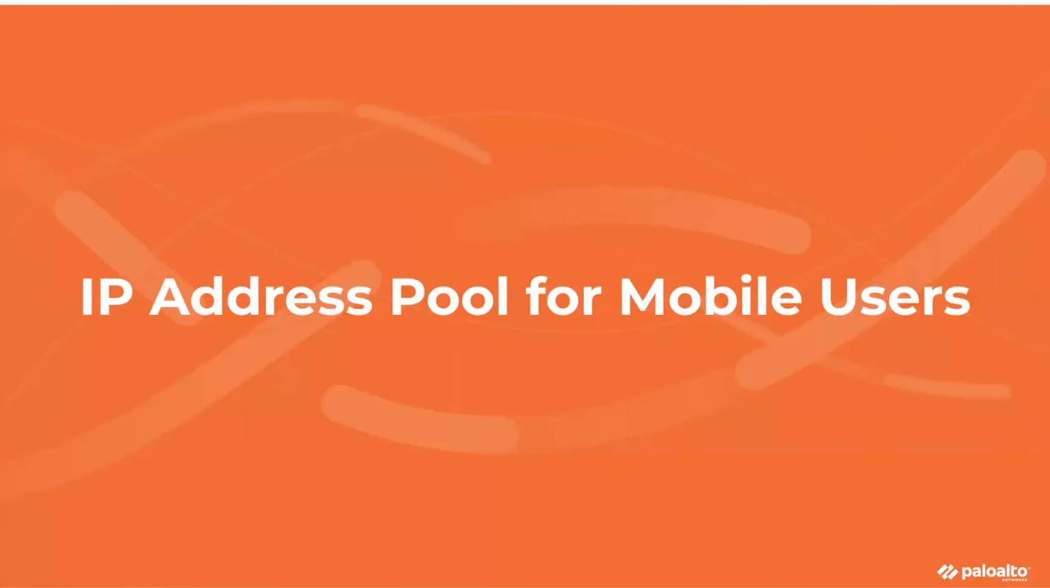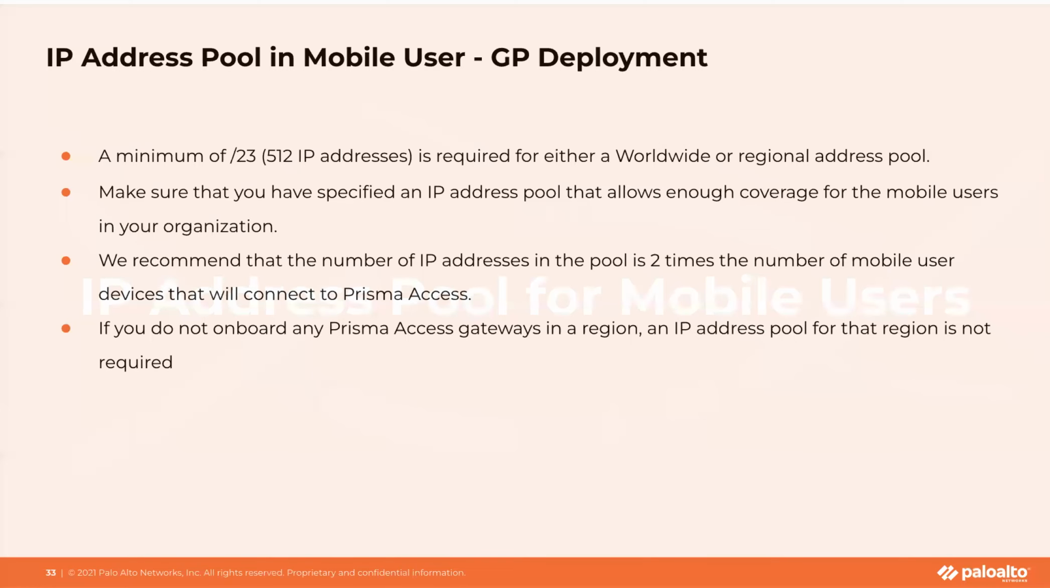Next, we're talking about the IP address pool for the mobile users. If you are a new customer or an existing customer using Prisma Access, make sure that you have specified an IP address pool that allows enough coverage for your mobile users in your organization. It is important to remember that each unique user can use multiple devices to connect to Prisma Access at the same time, and each connected device requires a unique IP address from the pool.